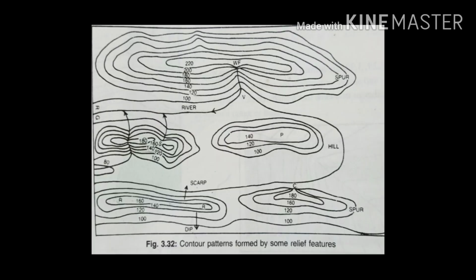Friends, here in this picture we will see the pattern of contours used to show different relief features in a topographical map. So let's start from this. WF stands for waterfall. You can see the contours are so close and the water is falling from a great height. Here you can see the value of the contours, they are reducing as we are moving downwards. So this is how a waterfall is shown.